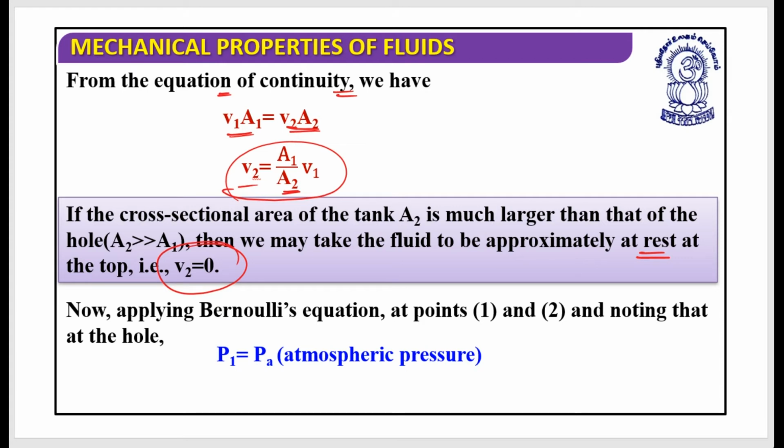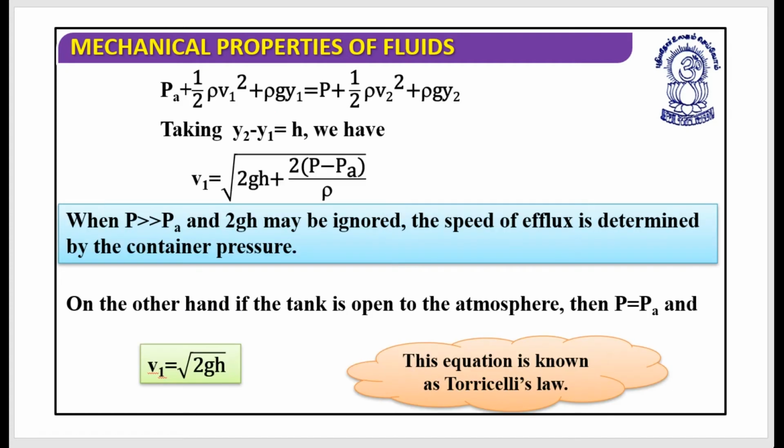Now let's apply Bernoulli's principle at points 1 and 2, noting that at the hole it is at atmospheric pressure. That's why P1 should be equal to PA. Let's write this: atmospheric pressure PA plus half rho V1 squared plus rho g Y1 is equal to P plus half rho V2 squared plus rho g Y2.